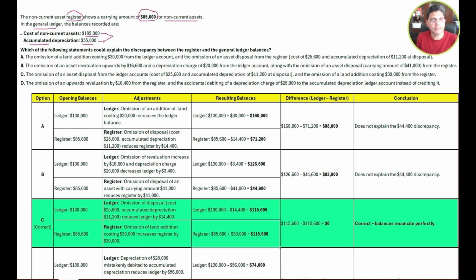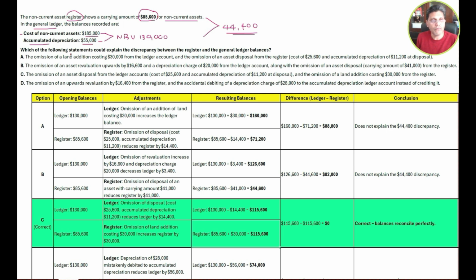If you take the difference, that will be the net book value. The net book value will be $130,000. Okay, so if you look at these two balances, the register balance 85,600 and the ledger balance of $130,000, the difference will be 44,400. Okay, there's a difference between the register and the ledger balances.